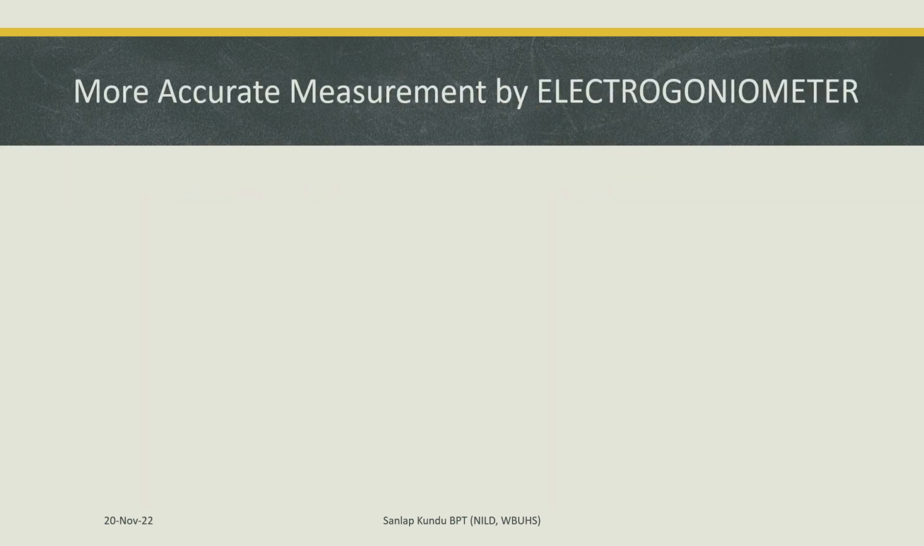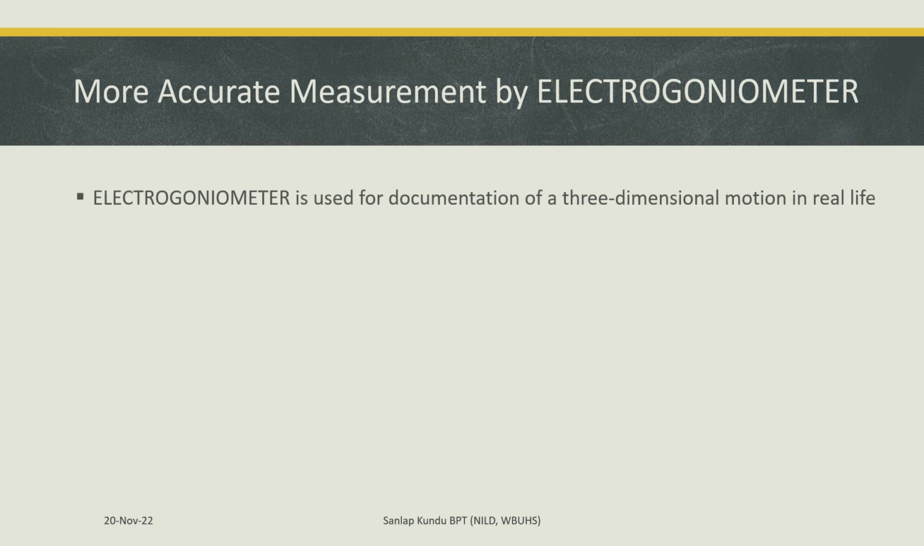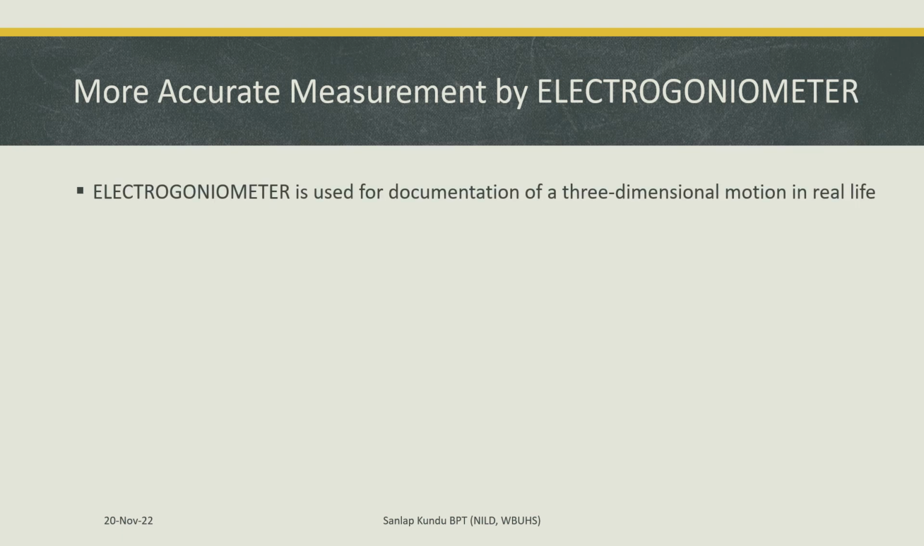Now if you want to measure the values more accurately, we can use an electrogoniometer, but these are mainly used for research purposes. Now the electrogoniometer documents the three-dimensional motion in real time with a very precise value.